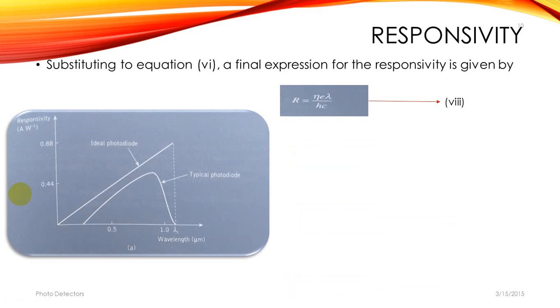And finally, substituting into equation 6, a final expression for the responsivity is given by R equals eta e lambda by hc. Now it may be noted that the responsivity is directly proportional to the quantum efficiency at a particular wavelength. So this is the equation we finally got, and this is the relationship between responsivity and the quantum efficiency.